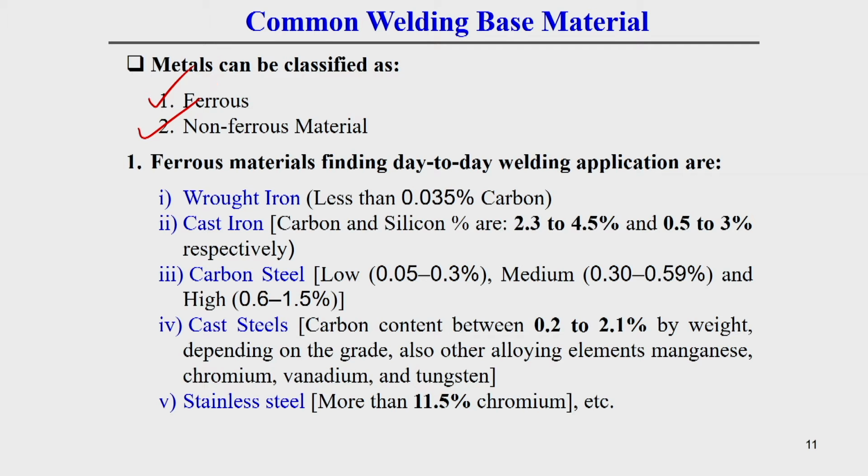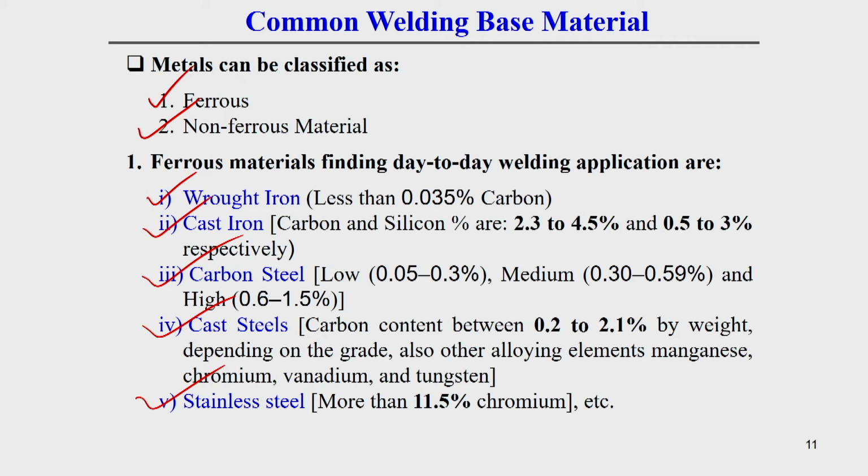In ferrous materials, the ones found in day-to-day welding applications are wrought iron, cast iron, carbon steel, cast steel and stainless steel. We will see what wrought iron is and which wrought iron is weldable. Generally, wrought iron has a carbon content of less than 0.035% and the rest is iron.